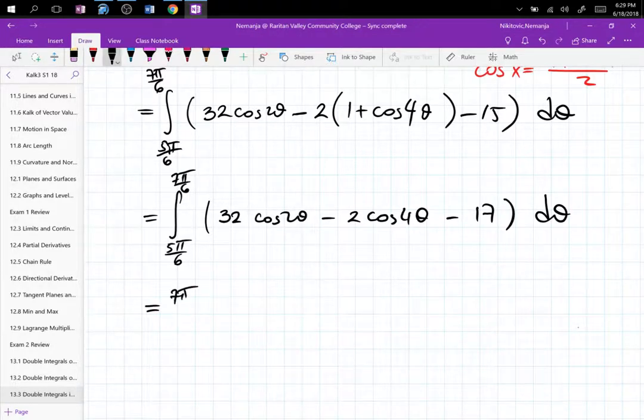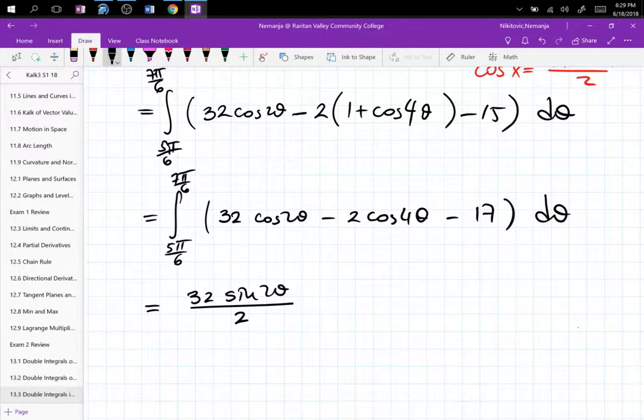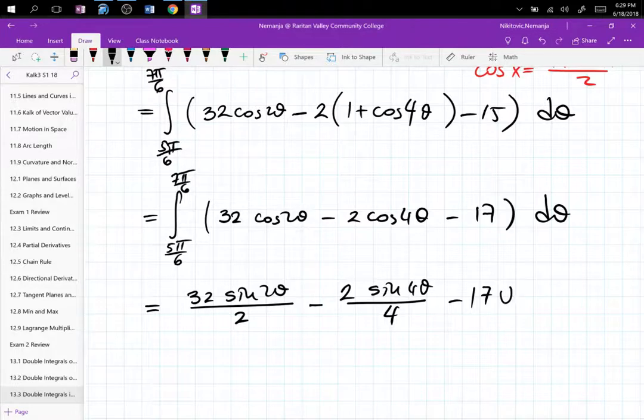So this is 7 pi over 6. And no, I don't need this. I'm integrating. Guys, the integral of cosine is positive sine. So I have 32 sine 2 theta divided by 2, that's from the u sub, from the 2 theta, minus 2 times sine of 4 theta divided by 4 minus 17 theta from 5 pi over 6 to 7 pi over 6. Nice.